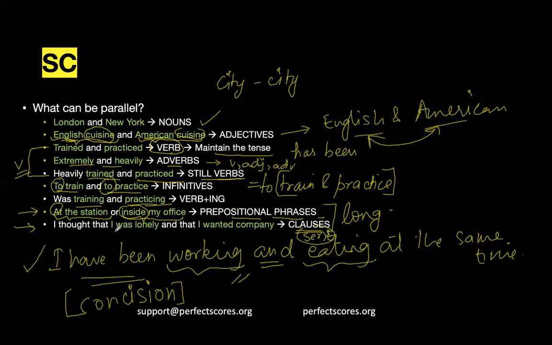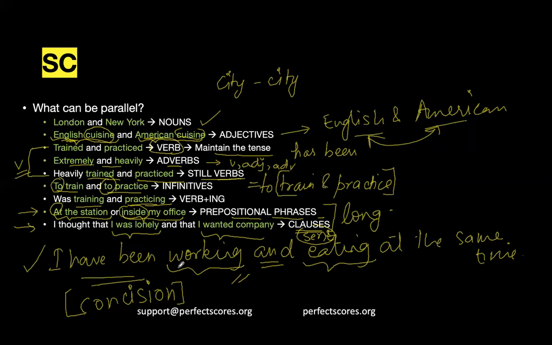If you see the green portion over here, "I was lonely," that is a sentence. "I wanted company" is also a complete sentence, but they are being used within another sentence. So what you have to make sure is that if there is parallelism between them, they both have to be complete sentences. You can't have one as complete and the other as incomplete. So it says, "I thought that I was lonely and that I wanted company." Can you think of another correct way of rewriting this? Probably by using fewer words.